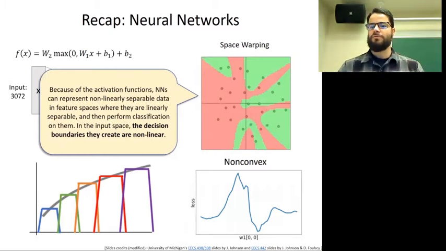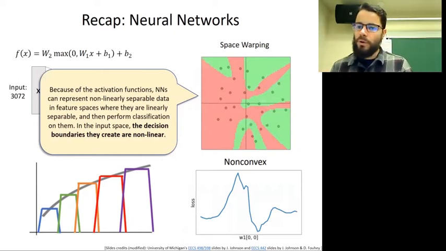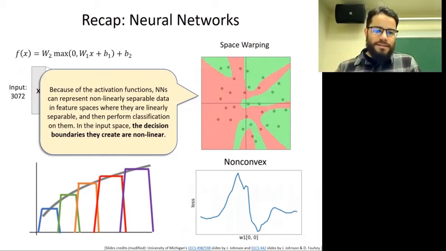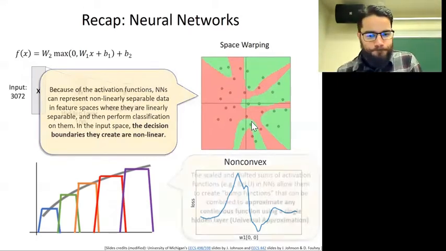So we showed examples of data that was not linearly separable, but after the application of an activation function, in a new feature space they were. So this is what neural networks are doing. In the input space, the decision boundaries that they create after this transformation are nonlinear. So they look like this, for example, for a certain number of hidden units.